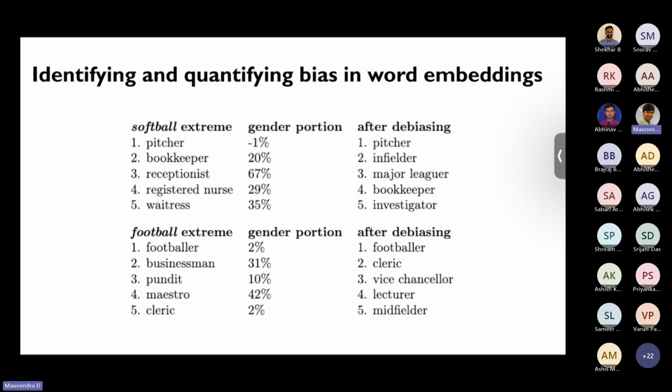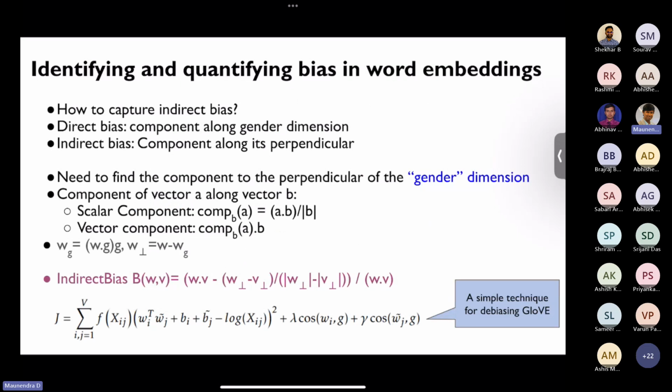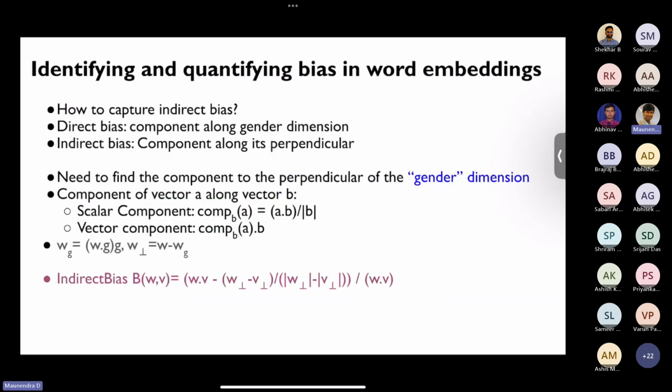If you look at the words here towards the left column: teacher, bookkeeper, receptionist, registered nurse, waitress, and all that. The percentage figures that you have are the components on the gender bias. For some words, there is 0.67. So receptionist has 67% in the gender component. Businessman also has 31% in the gender component, and so on. So they said, okay, this is direct bias.